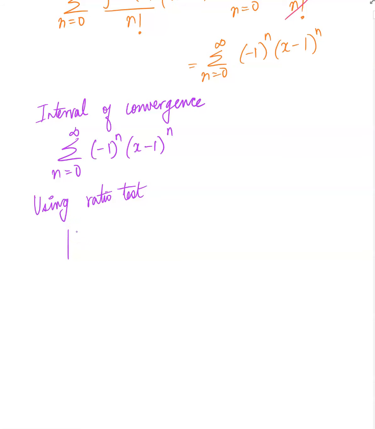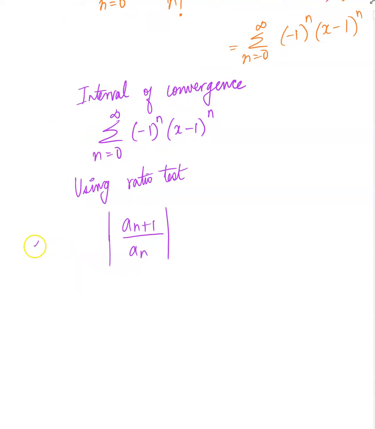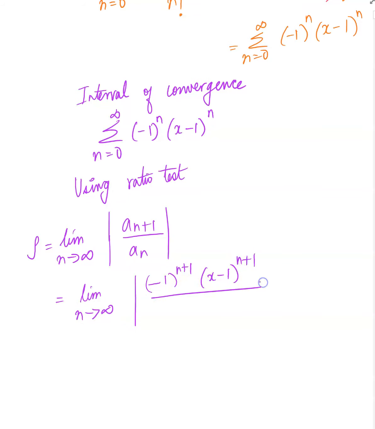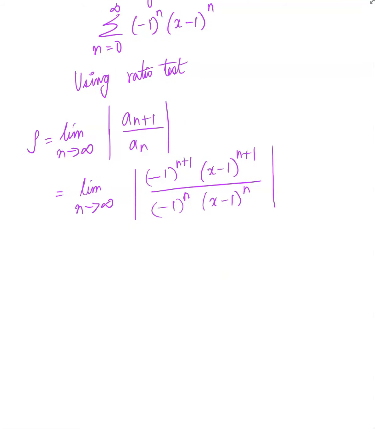So for the ratio test, I'm just trying to take the ratio of a sub n plus 1 over a sub n. We know you have to do the limit and all that. We'll come to that. So I'll just write here. Rho is the limit as n goes to infinity of negative 1 power n plus 1, x minus 1 power n plus 1 over, and we've seen the simplification many times before.